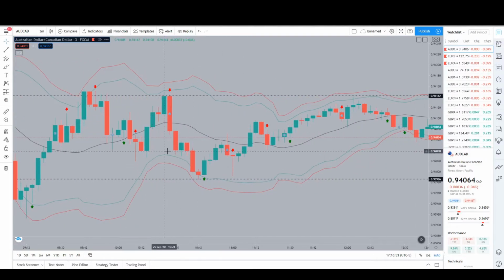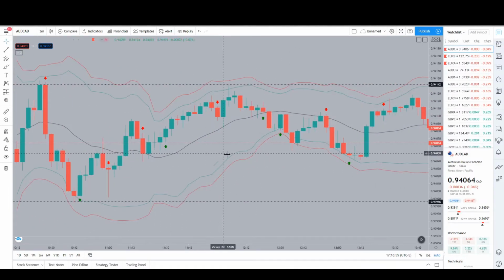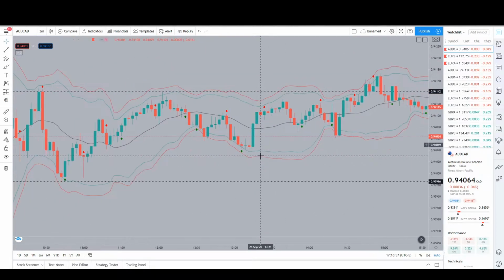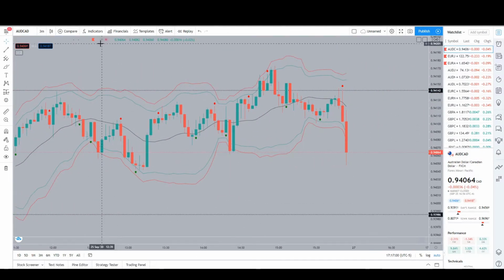But yeah, Bollinger Bands are very easy to use, very helpful too. So I suggest if you guys are looking for some good, easy to use indicators that'll help you out, Bollinger Bands is definitely something that you want to keep in mind.